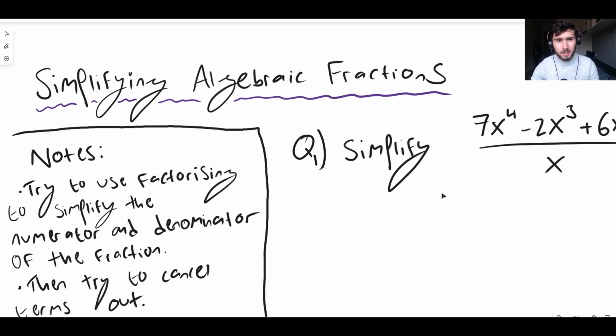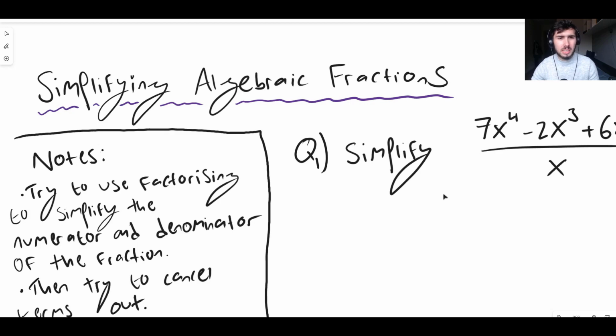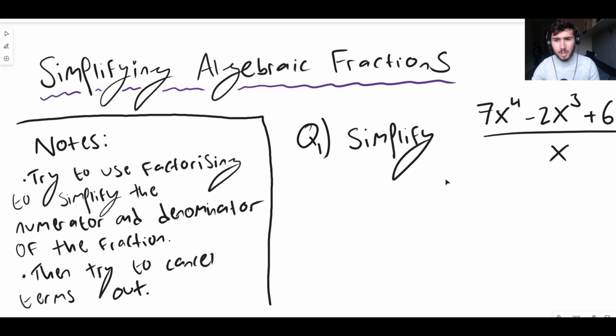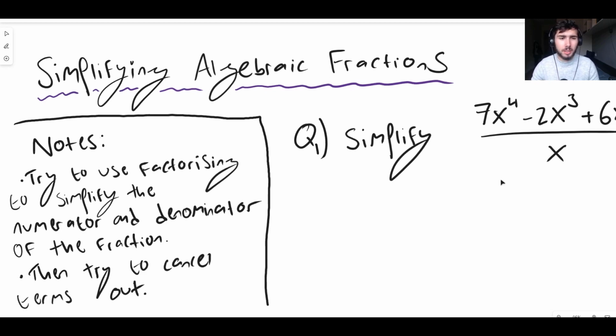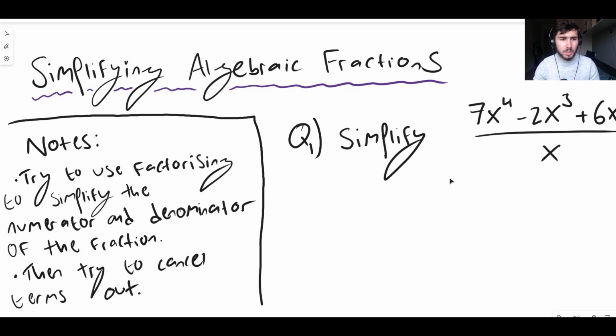In this video we're taking a look at some more A-level maths, and we're looking at simplifying algebraic fractions. These are situations where we can simplify fractions by taking the numerator and the denominator and trying to factorize those and cancel things out. That's going to be our method today.